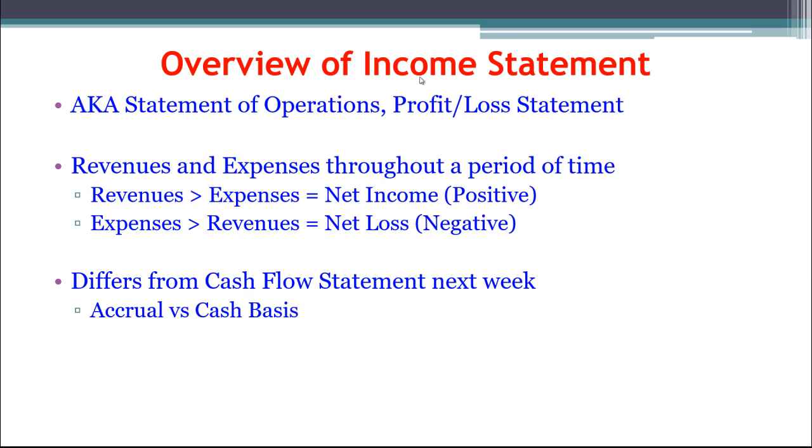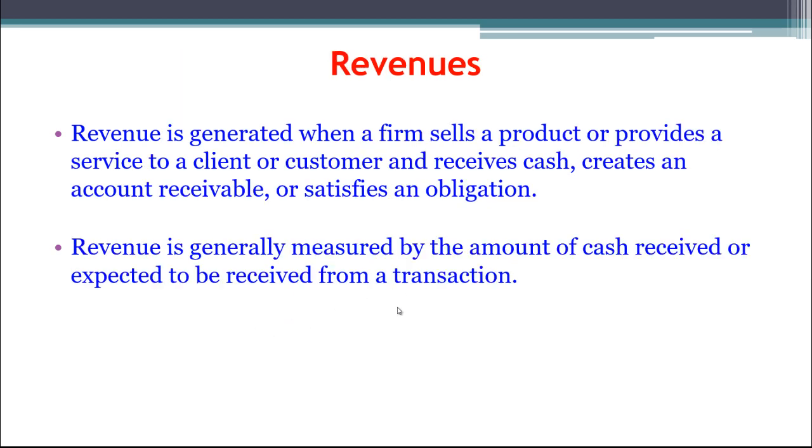So the income statement we're going to see is generally reported under the accrual basis of accounting. We'll talk about what that means, and the cash flow statement is by its nature under the cash basis of accounting. So when we talk about revenue, we are talking about what a company does for their core operations. They earn revenue when they sell a product or when they provide a service to a client or customer, and either they receive cash, or they create an account receivable, or they might even satisfy an obligation.